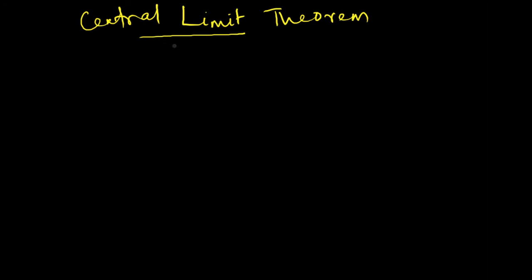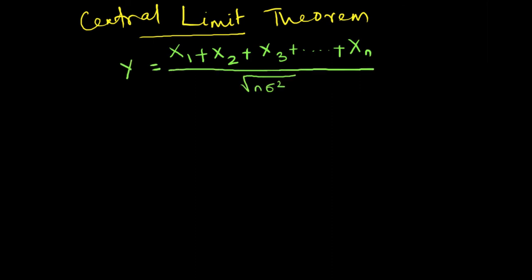So you have random variables x1, x2, x3 and so on up to xn, and you add all of them together and you divide that by root n multiplied by sigma square, where sigma square is the variance of each of these random variables. And here, of course, as I mentioned, we are assuming that all of them have zero mean, but that is not a very strict restriction, because you take a random variable, you subtract it by its mean, and it becomes a zero mean random variable.